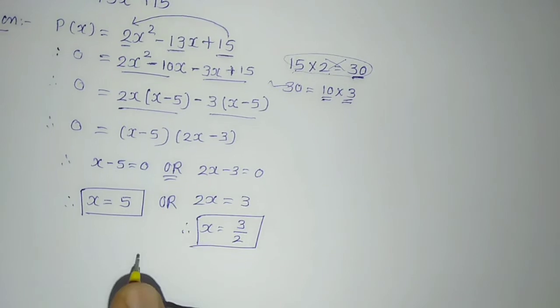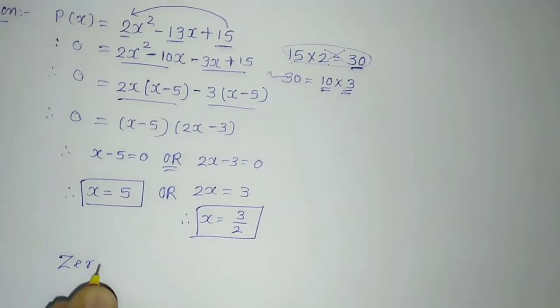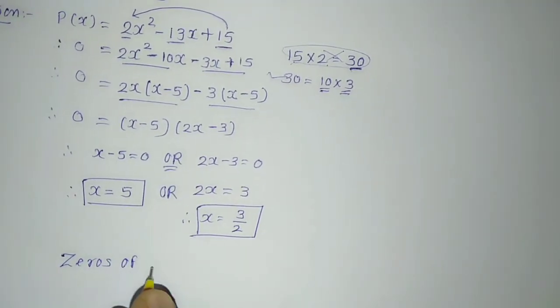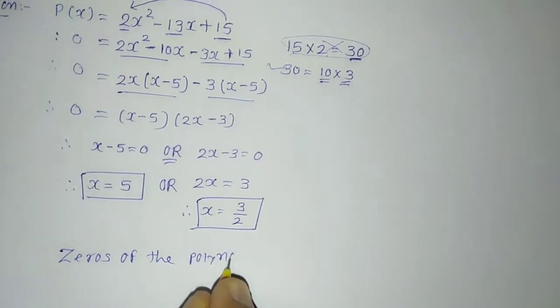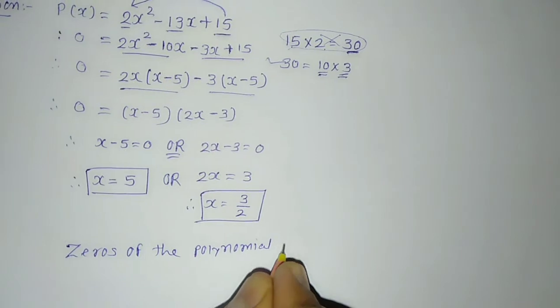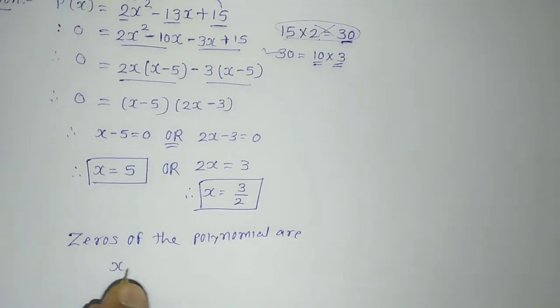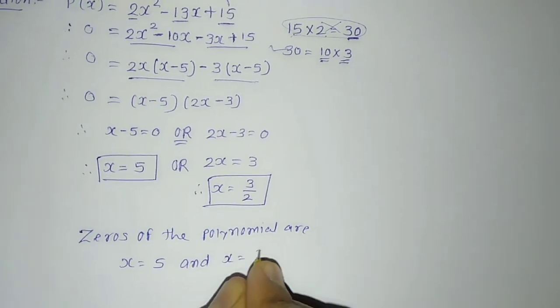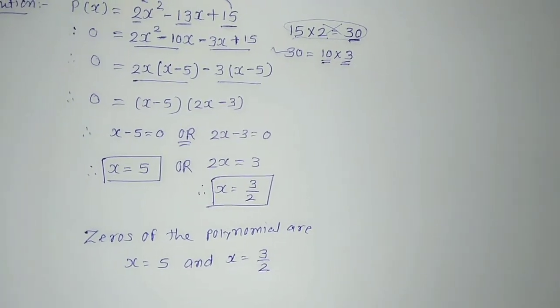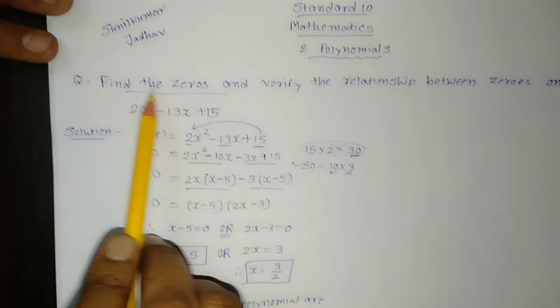So these are the two zeros we got. As they have asked, the zeros of the polynomial are x is equal to 5 and x is equal to 3 by 2. This is the first thing that we have found out here: find the zeros.